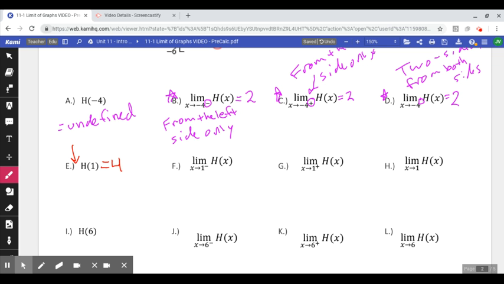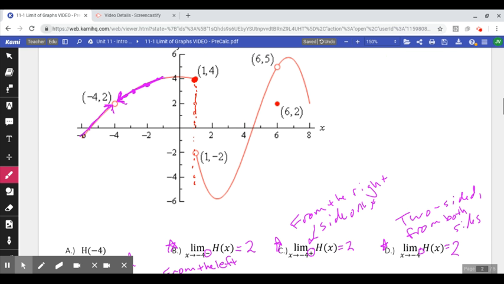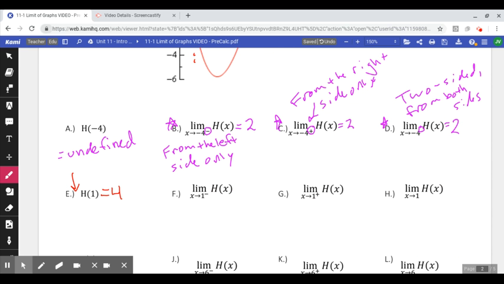F, G, and H are different. So let's try F. That's the limit as x approaches 1 from the left. So I'll approach 1 from the left. And as I approach 1 from the left, my y value approaches or gets close to 4. And that's the kind of language we want to use for limits.